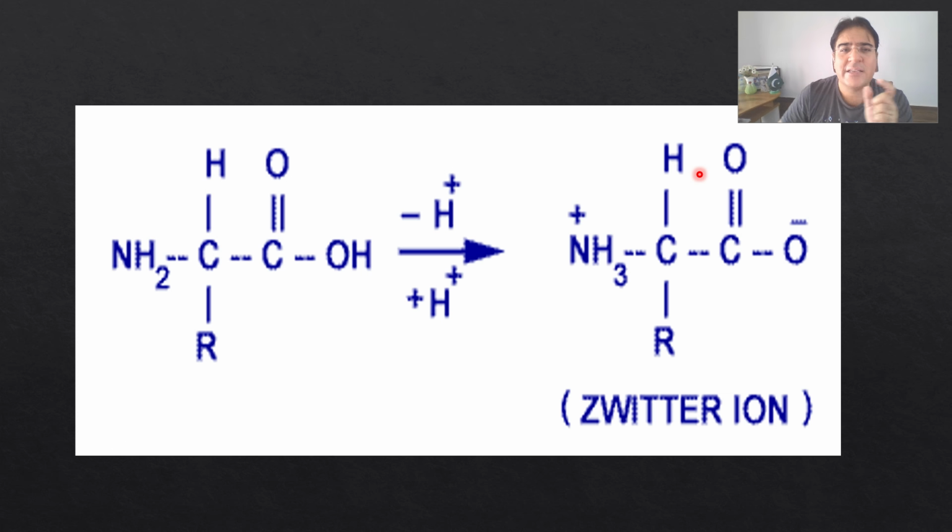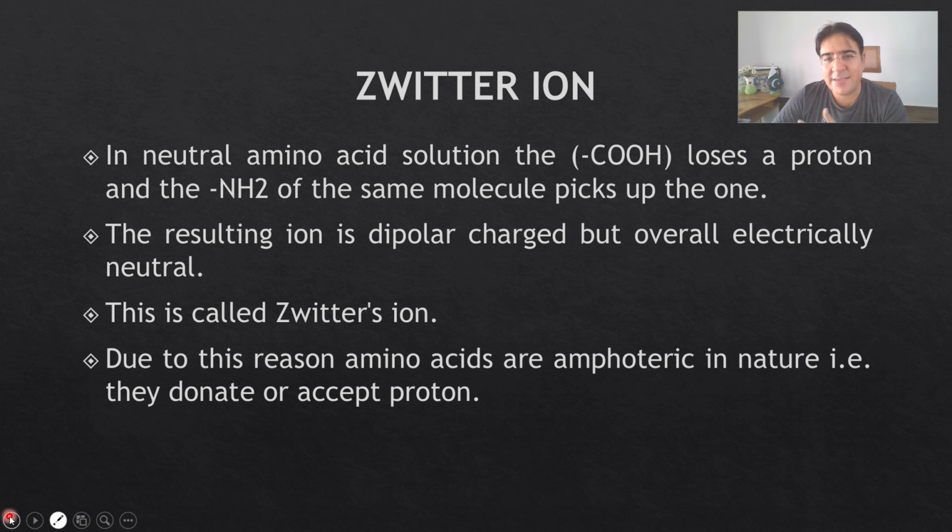So please write the introduction for Zwitter ion from your textbook. Understand how it makes. The carboxylic group loses a proton, and then the amino group picks it up, resulting in a dipolar charged but overall neutral molecule. This is known as the Zwitter ion. For this reason, amino acids are amphoteric in nature. They both donate and accept protons. They can not only donate and accept within themselves, they can also donate and accept with other molecules.